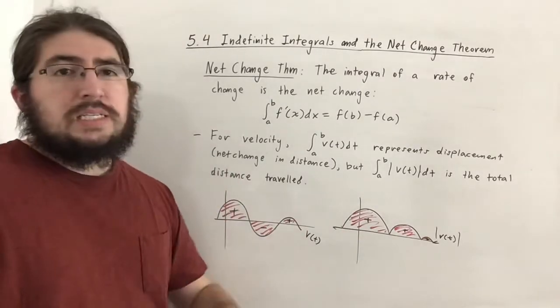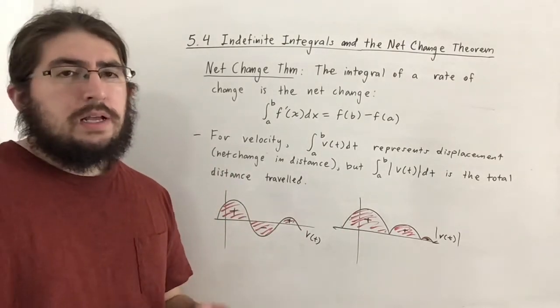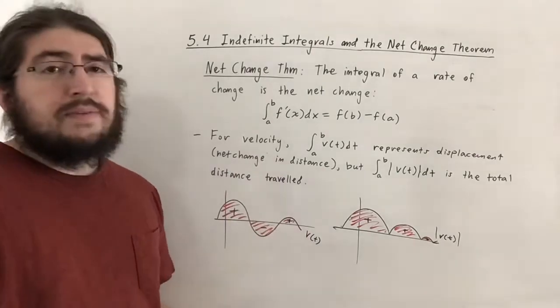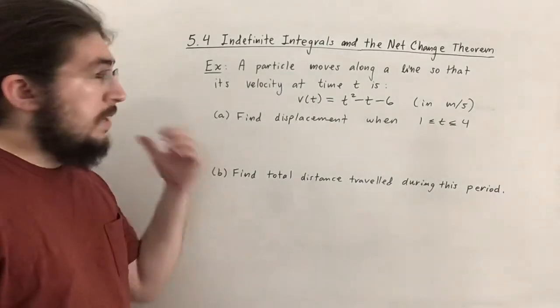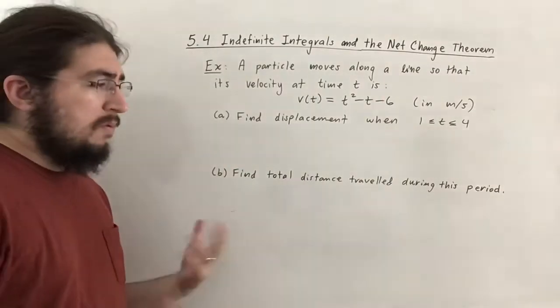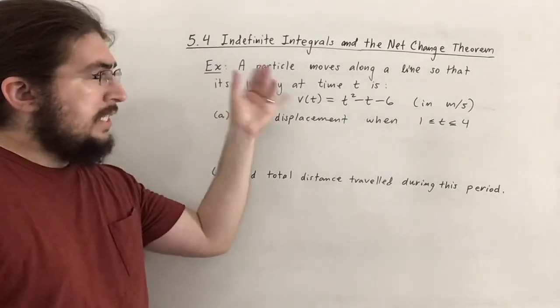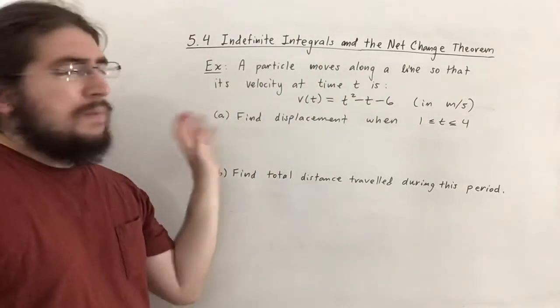So now I'm going to erase this and do one example. It's going to be two parts, but it'll only be one example, and then that'll be it finally for 5.4. All right, so here we have, again, a particular example of what we just discussed. In this case, it's a particle that moves along a line, but that doesn't really matter.